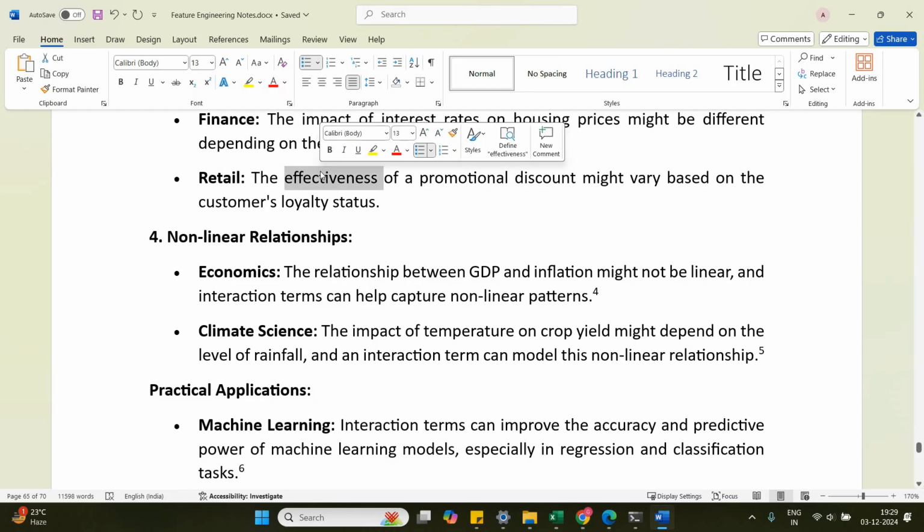So effectiveness is something that you want to know, and promotional discount can be considered as one feature, and the loyalty status could be considered as another feature. When you combine both, the promotional discount plus the loyalty status, how loyal a customer is, the effectiveness of the promotional discount could be understood. Like, if we are providing a promotional discount, is it more effective to catch more customers or to retain the existing customers? So it will depend on the loyalty status as well.